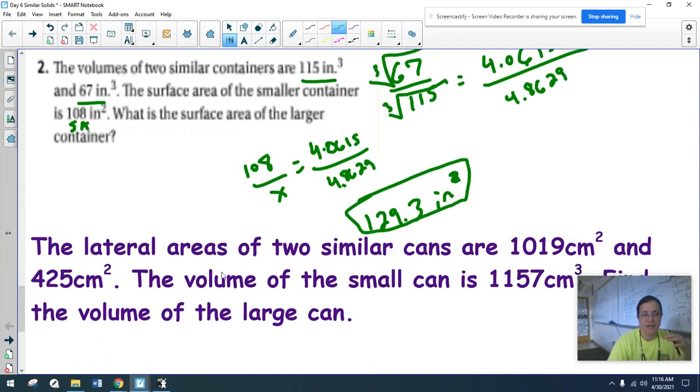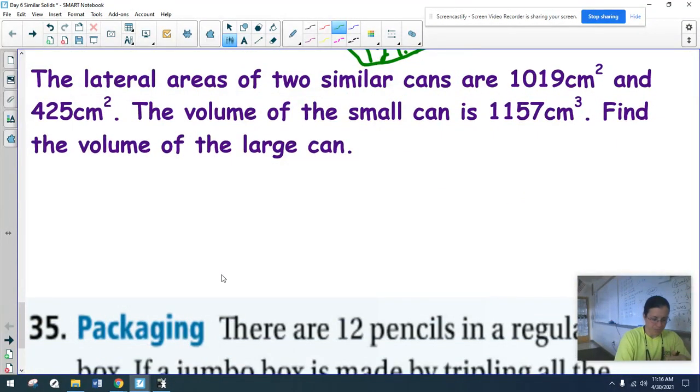Okay, and then finally, I got two more for you. Lateral areas of two cans. Here are my two lateral areas. Those are squared, which means you have to unsquare them. I didn't even write what lateral area is, so let's just call these surface areas, because I didn't even write the formula for lateral area down. Let's just call them surface area for now, for the sake of time. So I've got 1019 and 425, and I need to unsquare them.